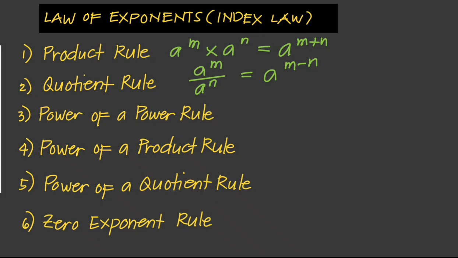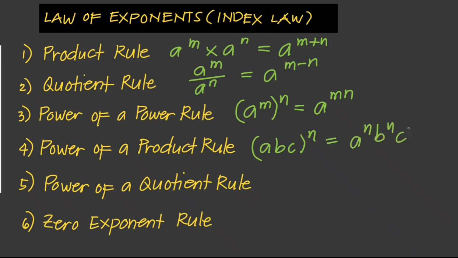Then the power of a power rule. So let's say we have a to the m raised to the power of n, so you just have to multiply their exponents, so that would become a to the mn. Then the next one is the power of a product rule. So let's say we have abc raised to the power of n, so you just have to distribute the exponent to the expression inside the parentheses, or abc, so that would become a to the n, b to the n, and c to the n.